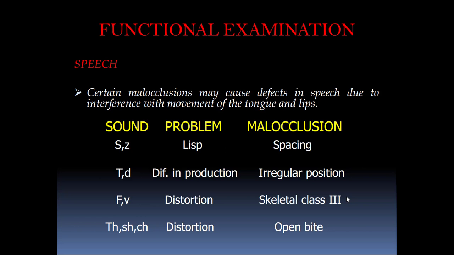Distortion of alphabets like F and V is seen in cases of skeletal class 3 patients. Distortion of words like th, sh, ch is seen in patients with open bite.